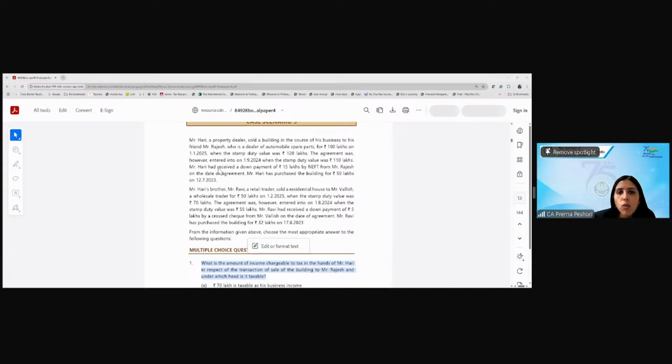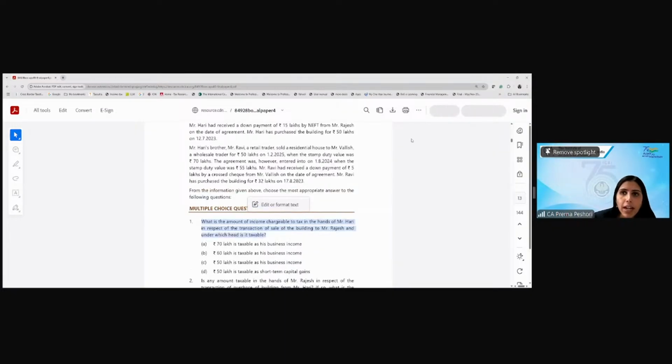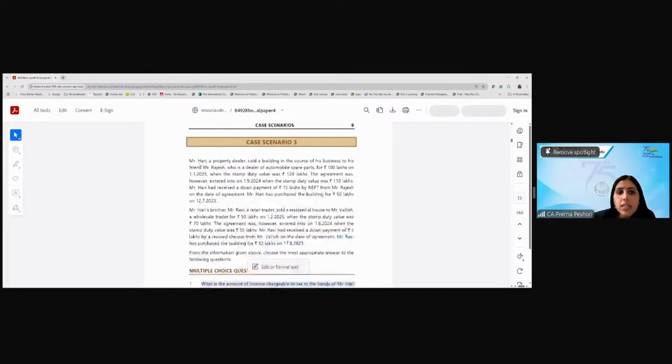And then my cost of acquisition is 50 lakhs. So 100 minus 50 lakh will give me the short term capital gain or business income. Now we have to decide that. Mr. Hari is a property dealer. So in his case, instead of 50C, section 43CA becomes applicable, which is the same as 50C. But in the case of business income, it is section 43CA. In case of capital gain, it is 50C.